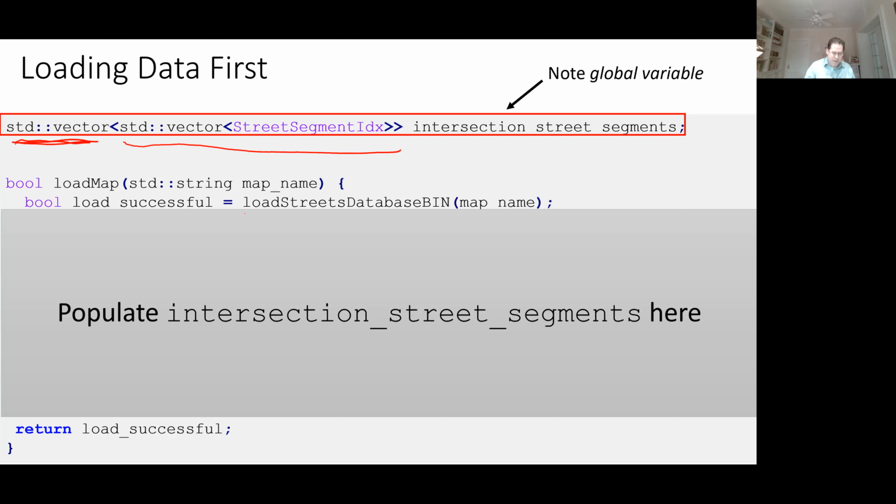So load map already is loading up the lower level API that we need, and what we need to do now is do more than just load up that lower level API. We need to pre-compute this answer, this global variable intersection street segments. We need to preload it.